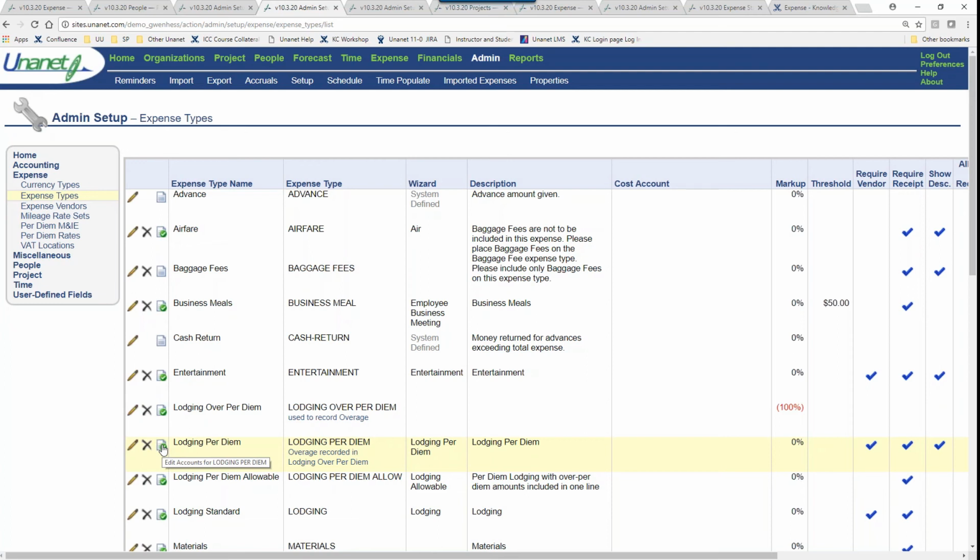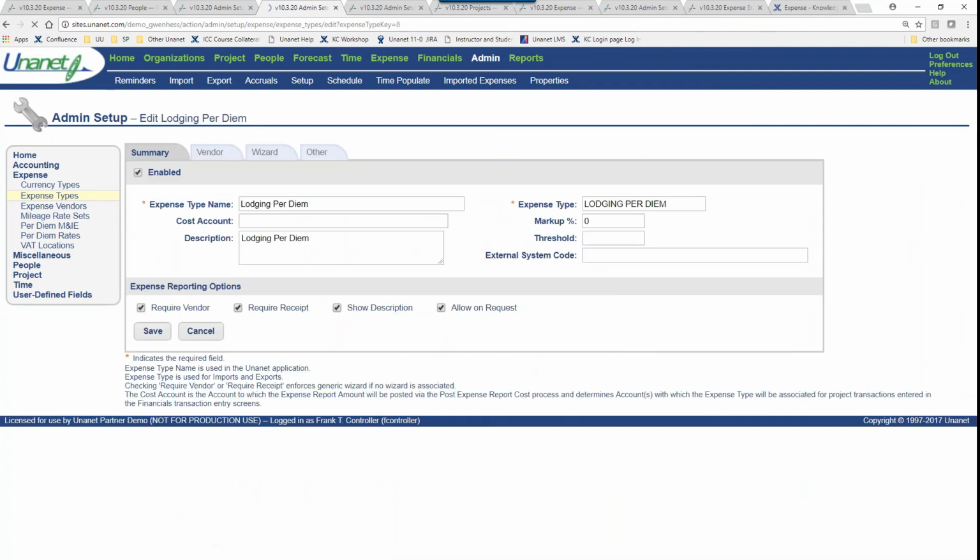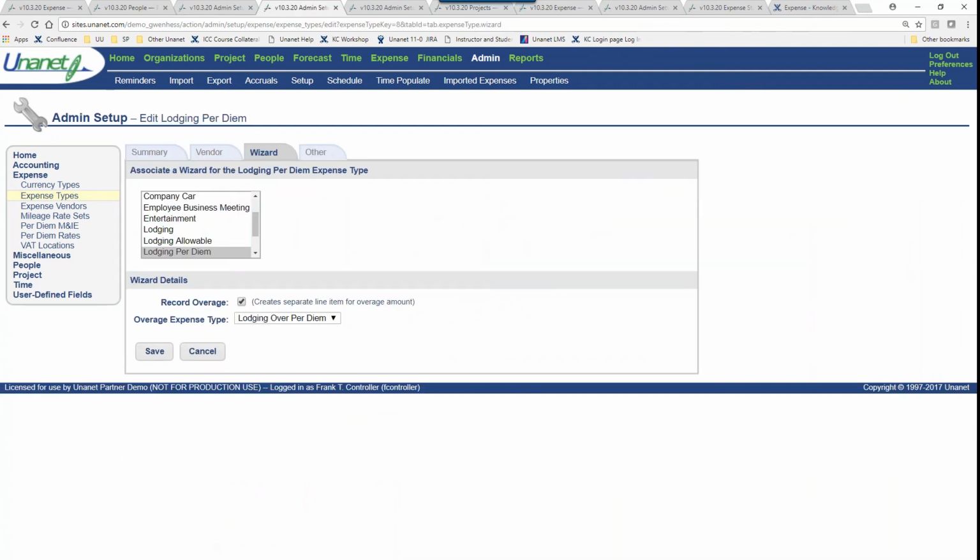But I don't know that it's going to actually let you do that, the overage by itself, because these two work in tandem with one another, your per diem and your lodging over per diem. In fact, if we look at our wizard, we are saying that we're going to record the overage somewhere else. So I don't really know if it would let you put it that way. Let's take that as one we'll do some research on, Ryan, and get back to them. All right, sounds good. I'll make a note for that one.